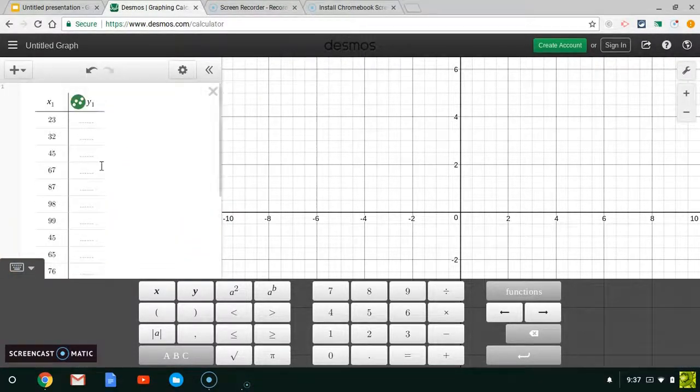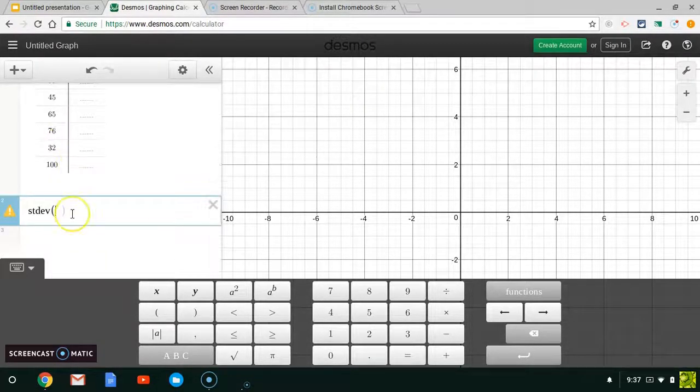And if you notice up here at the top of your list, it says X1. That's the title of my list. So when I scroll down here and have my standard deviation, I'm going to do X shift underscore 1 to get X sub 1. And just like that, it tells me what my standard deviation is for this data set. It's 28.3. Wow, that was so much easier, right? Instead of doing all that work, you just have to type it into a table and hit standard deviation.